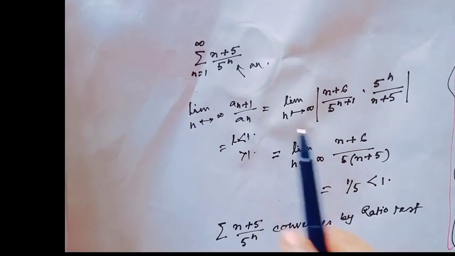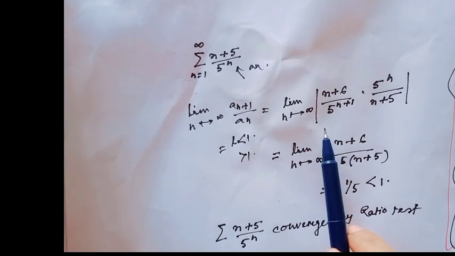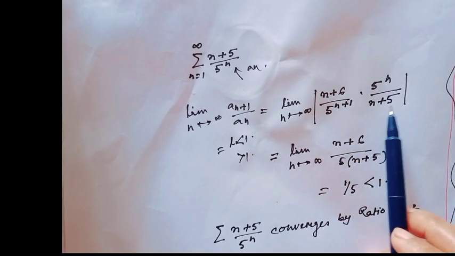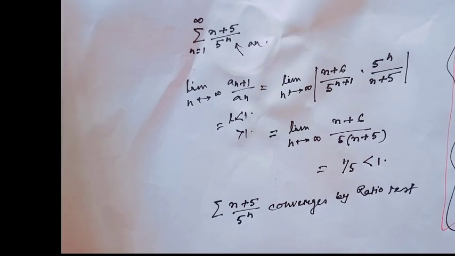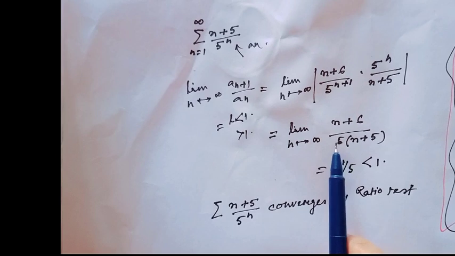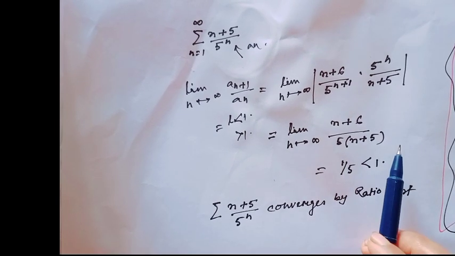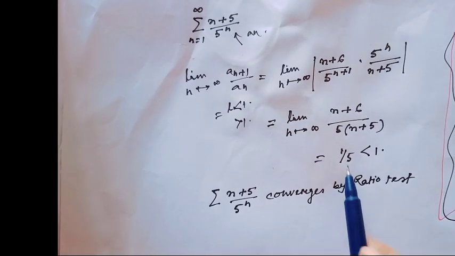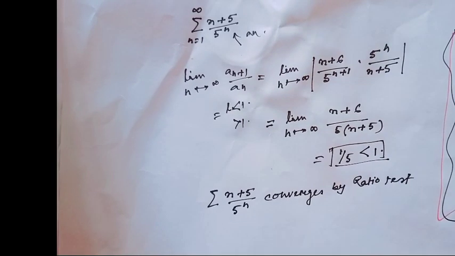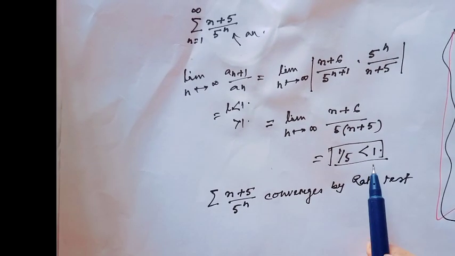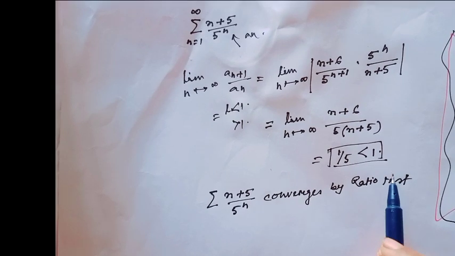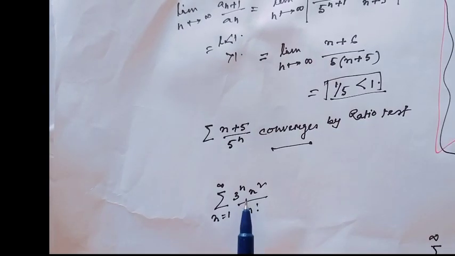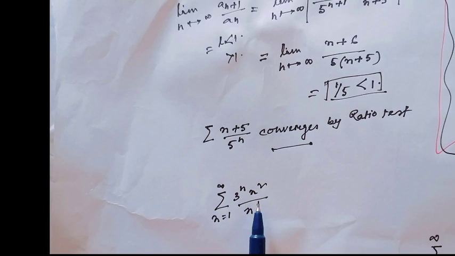a_(n+1) over a_n, that means limit n tends to infinity n plus 6 over 5 to the power n plus 1 times 5 to the power n over n plus 5. This is equal to limit n tends to infinity n plus 6 over 5 times n plus 5, and after evaluating this limit, this value would be 1 over 5, which is less than 1. Therefore, since the value of the limit is less than 1, by the ratio test we can tell this series is convergent.